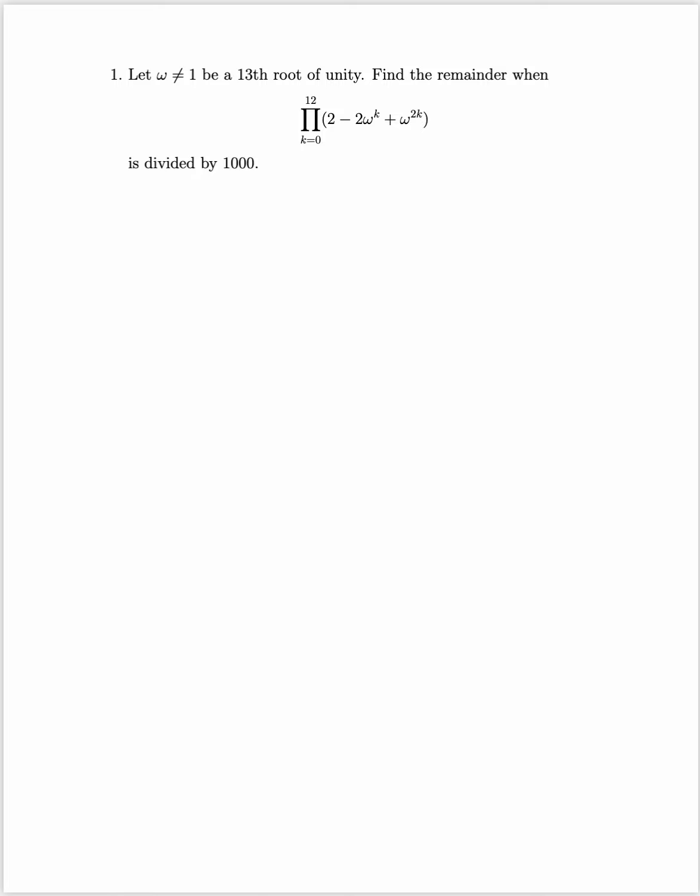Let omega not equal to 1 be a 13th root of unity. Find the remainder when the product from k equals 0 to 12 of the quantity 2 minus 2 omega to the kth power plus omega to the 2kth power is divided by 1000.